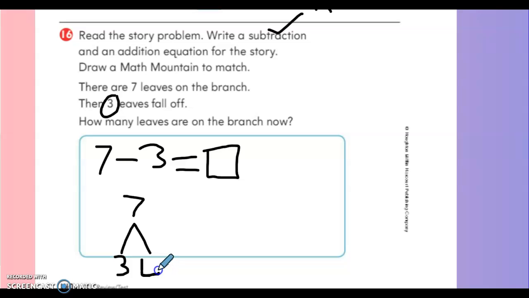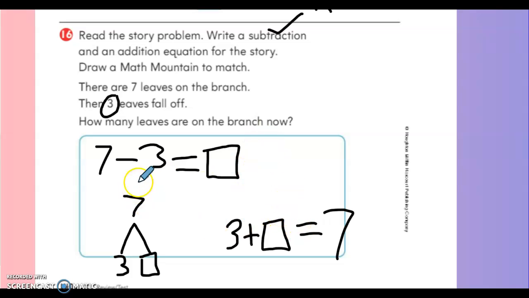And now that we have the subtraction equation and the Math Mountain, it will be easier for us to make the addition equation. So we're going to take 3 plus the unknown equals 7. Okay? Each unknown box will have the same answer, friends. So you can solve this in any way that you want, but you only have to solve it once, and then you can put it in all 3 boxes. Okay? So we have our addition equation, we have our Math Mountain, and we have our subtraction equation.